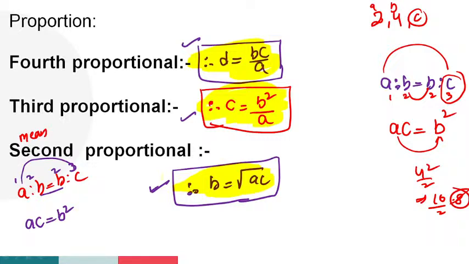Fourth proportion formula: D is equal to BC by A. Third proportion formula: C is equal to B square by A. Second proportion or mean proportion formula: B is equal to root of AC. Clear, all of you? Any doubts regarding these three formulas, guys? What is the meaning of proportion? Two ratios being equal is called the proportion. The proportion formation is AD is equal to BC. It's very, very important, guys. So, which formula? Third proportion, B square by A.